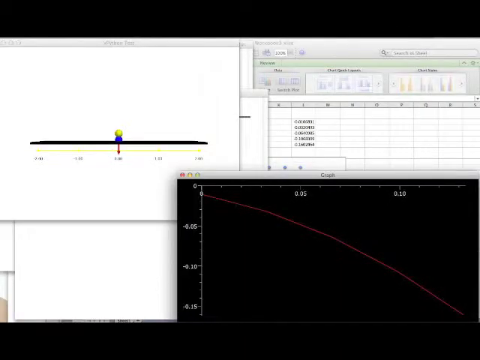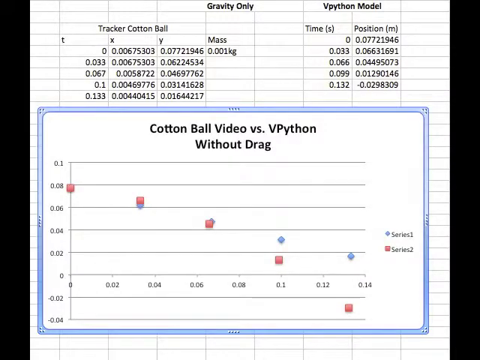When I ran my code, I got this graph and this picture. In Excel, I took the data from my code and I plotted it next to the data from Tracker. The blue dots are the data from Tracker and the red is the data from my code. As you can see, the red goes down much quicker than the blue. This is because of drag.